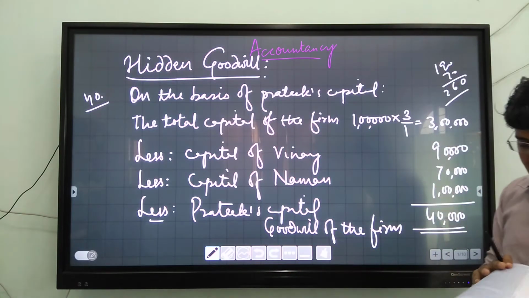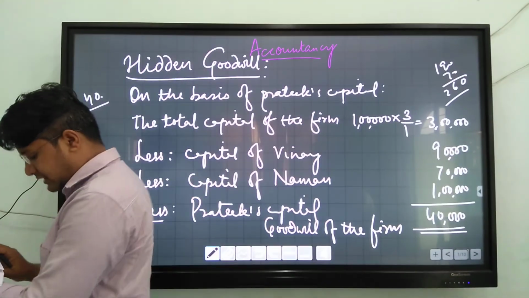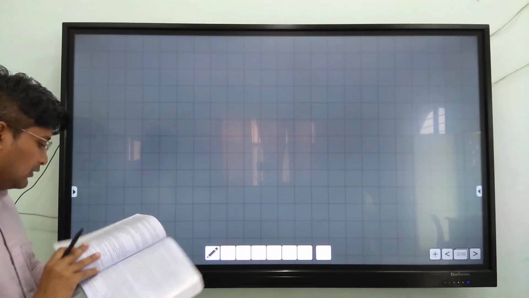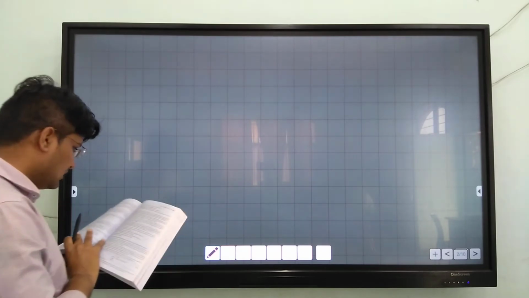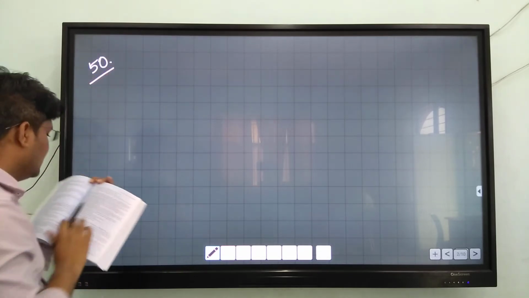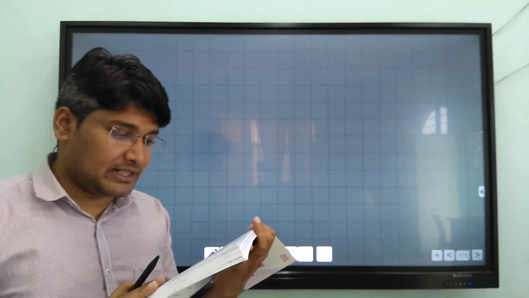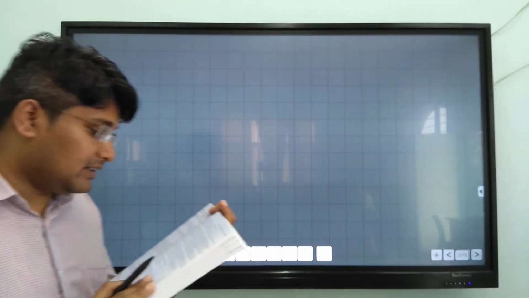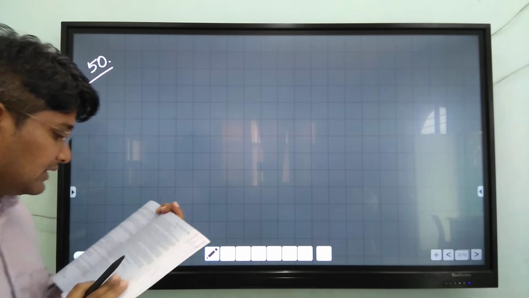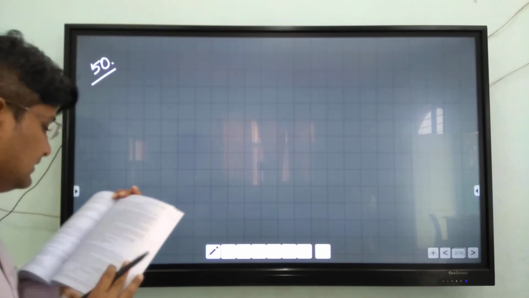I hope you understood. Next topic is how to prepare the revaluation account in case of admission of a partner. I have already told you how to prepare the revaluation account. We will solve question number 50. X and Y are partners in a firm sharing profits in the ratio of 3:2. They admitted Z as a new partner for 1/4 share. At the time of admission of Z, stock, book value rupees 1 lakh, is to be reduced by 40%, and furniture, book value rupees 60,000, is to be reduced by 40%. Pass the necessary journal entries.